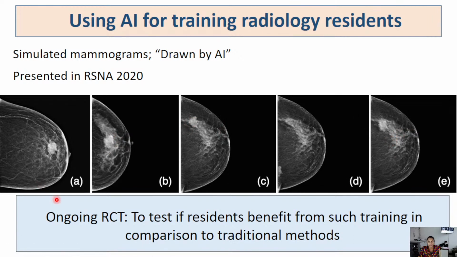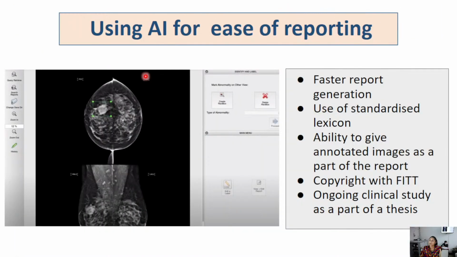And there is an ongoing RCT right now, to assess how much difference it actually makes in the training of the resident. This was actually presented in RSNA of 2020 as a pilot study at that point.